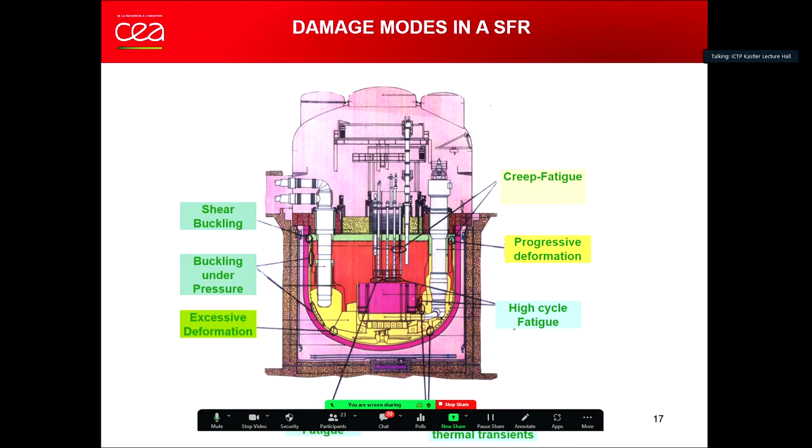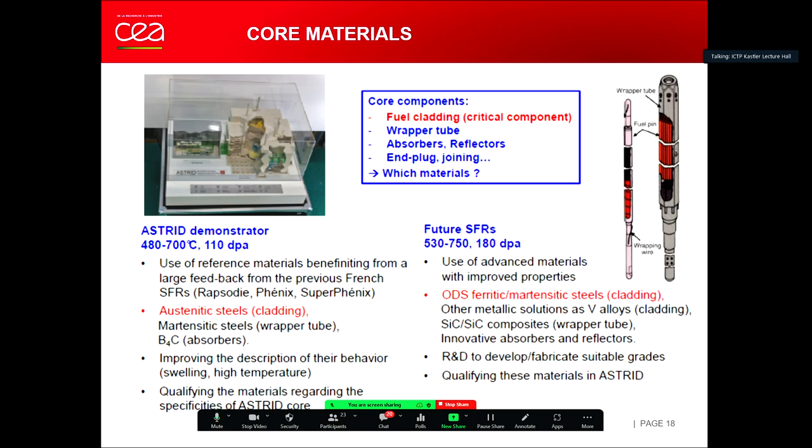Damage modes in SFR: of course, we are taking care about shear buckling under pressure, excessive deformation, creep fatigue, high cycle fatigue. Why? Because we are in a liquid metal system. But as you have seen, we don't mention a lot of aggressivity, I would say, of the liquid metal. It's more a question of temperature and transients of temperature and so on. About the core materials, for the ASTRID demonstrator, in the range of temperature 480 to 700 degrees Celsius. For future SFRs, maybe our target would be higher in terms of dpa.